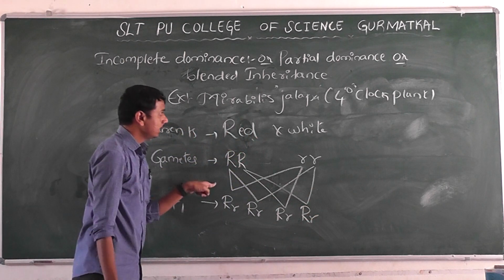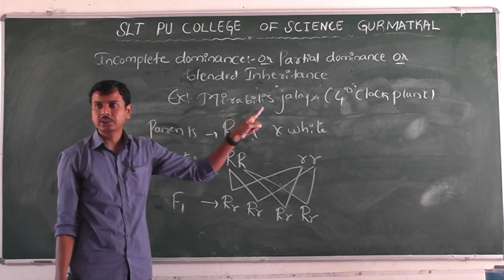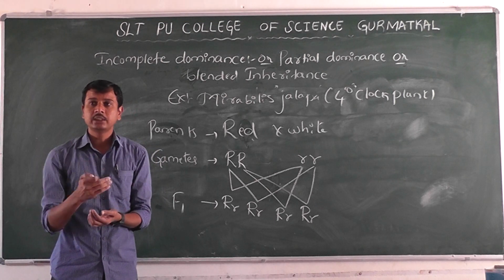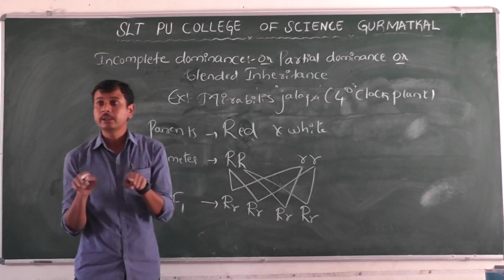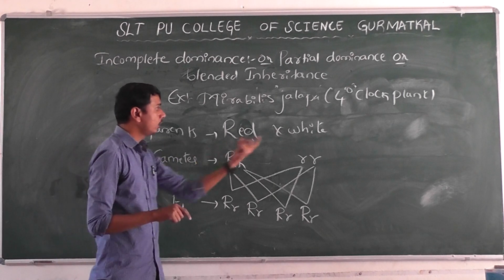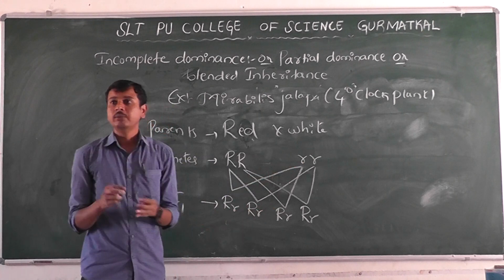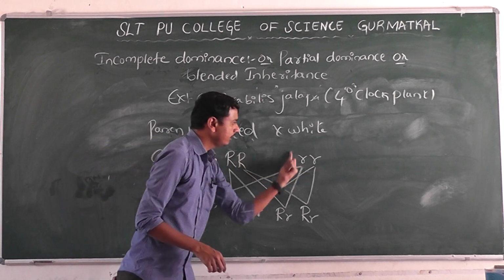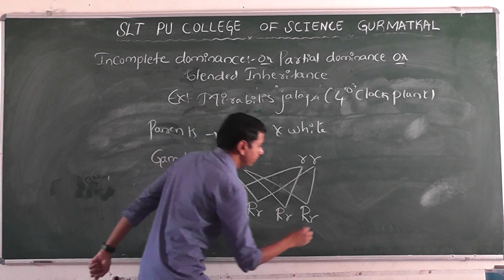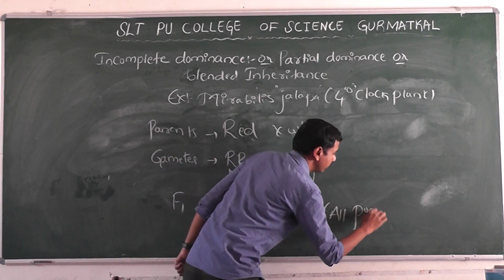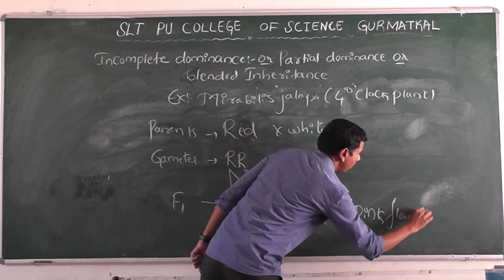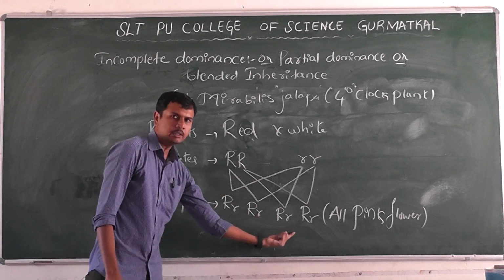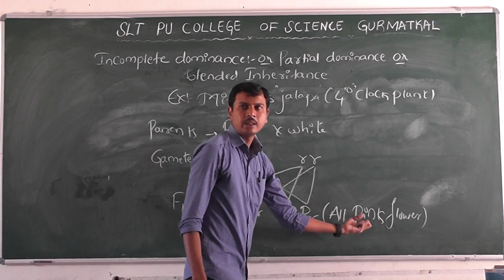So the definition of incomplete dominance tells that the dominant gene fails to dominate the recessive gene. That is the reason in the F1 generation we are going to get the intermediate, not the dominant, not the recessive. So in this case, what happens? We are not going to get the red, and we are not going to get the white. Apart from that, we will get all pink flowers in the F1 generation. Whatever the crossing we have done is the same, but the color of the flower will be pink.